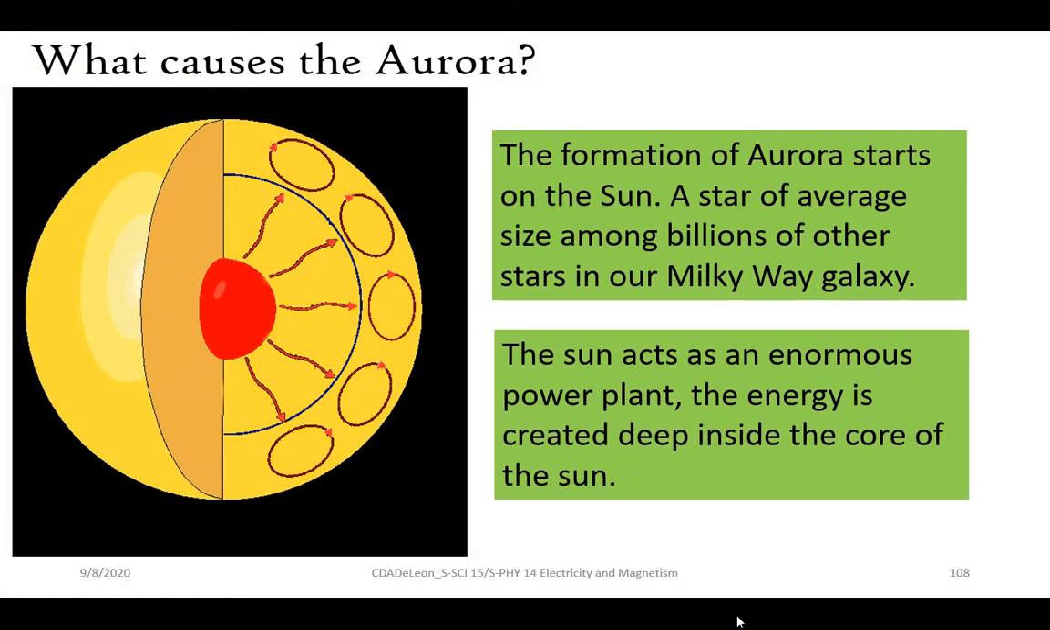So the formation of aurora starts on the sun, the star of average size among billions of other stars in our Milky Way galaxy. The sun acts as an enormous power plant. The energy is created deep inside the core of the sun.